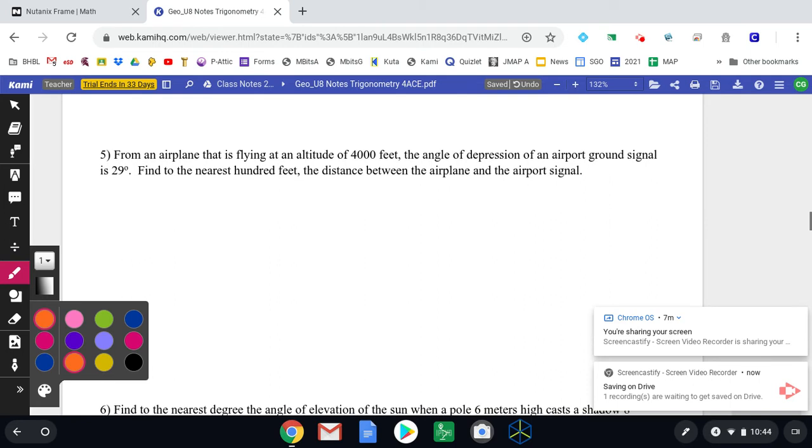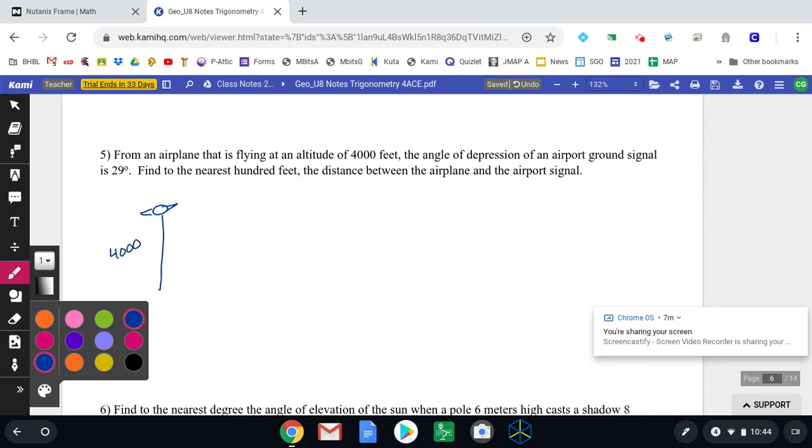All right, number 5. From an airplane that's flying at an altitude of 4,000 feet. So here's my airplane, and I'm flying at an altitude of 4,000 feet. Now, when my airplane is flying, this is my view from the airplane going straight across the sky. When it looks down at the airport, this is now my 29 degrees. So this is what we refer to as my angle of depression. Okay, and my altitude's going to make a right angle with the ground.